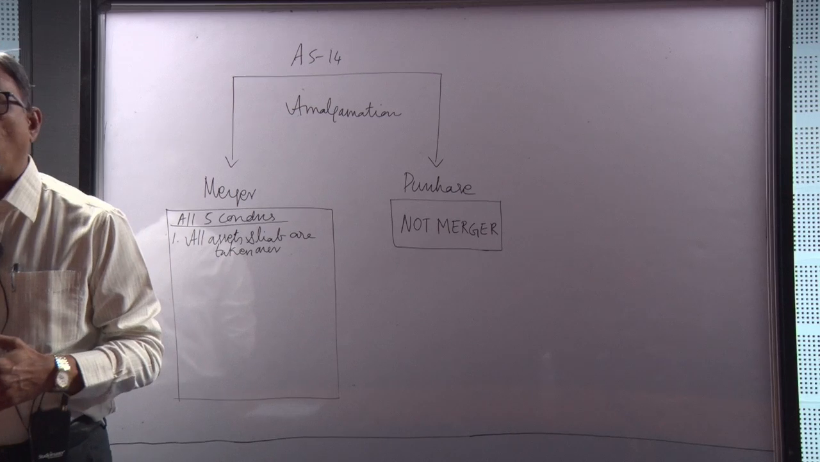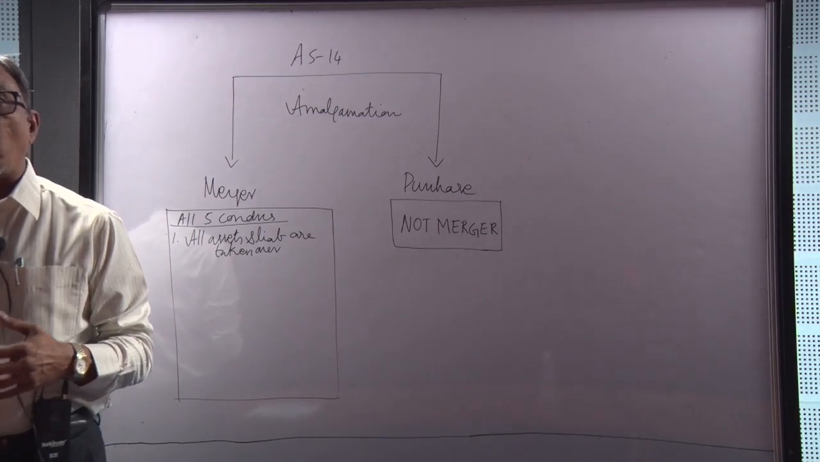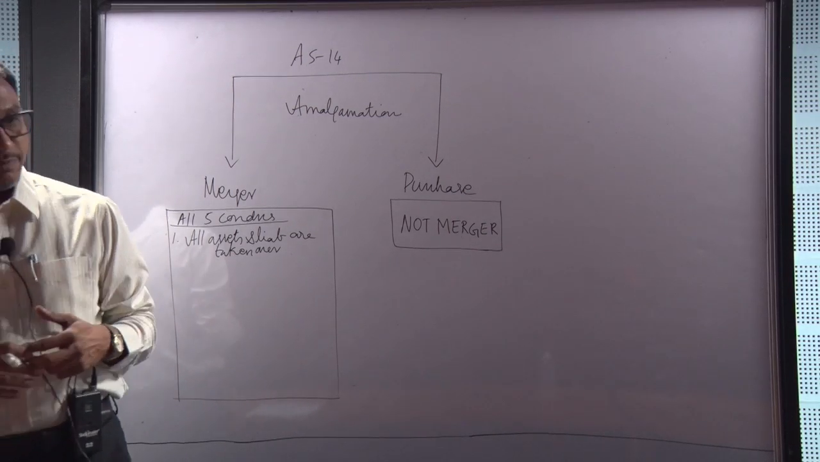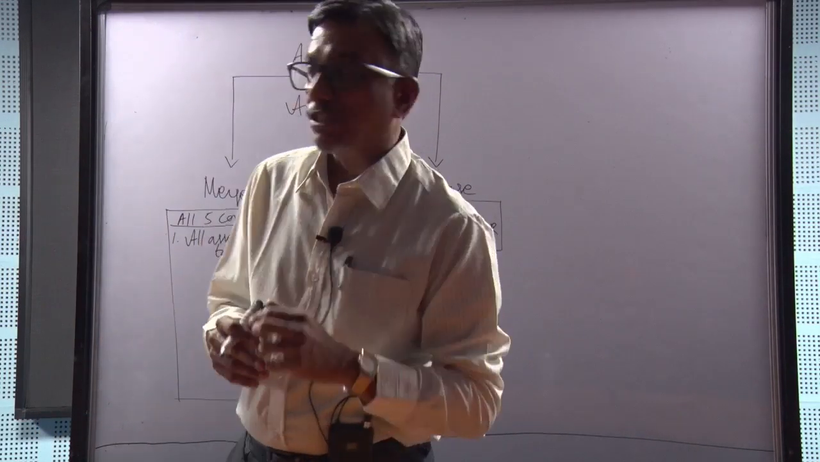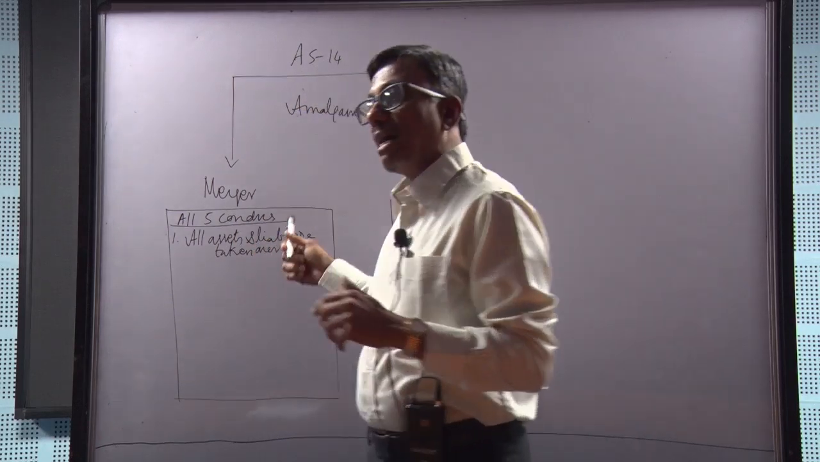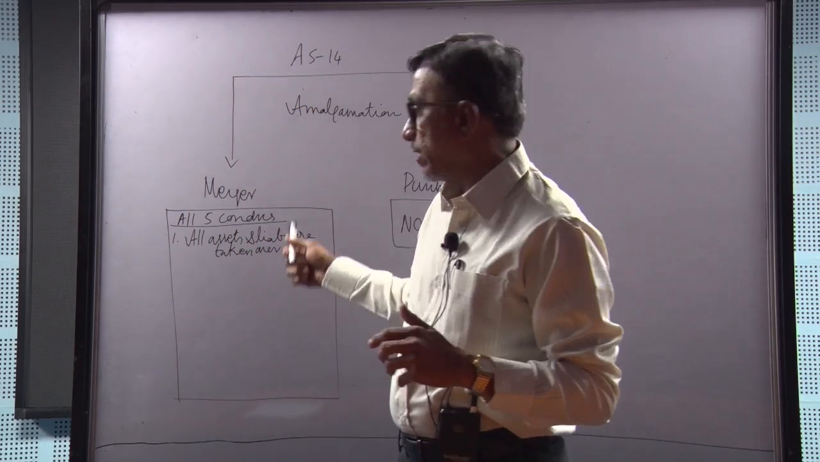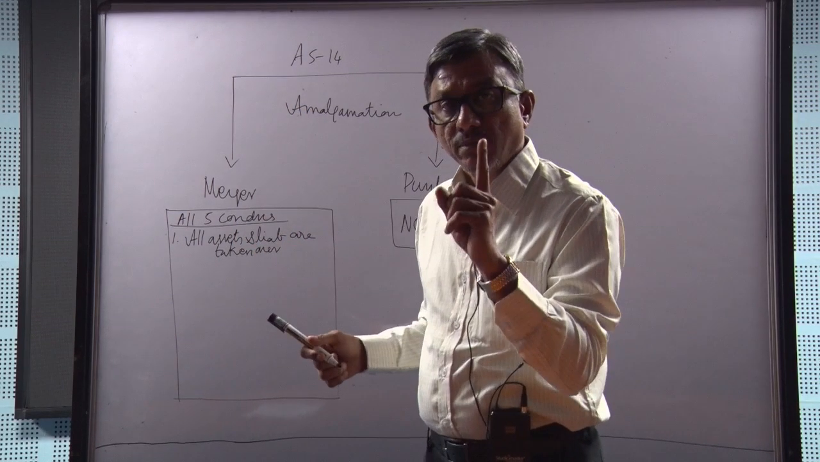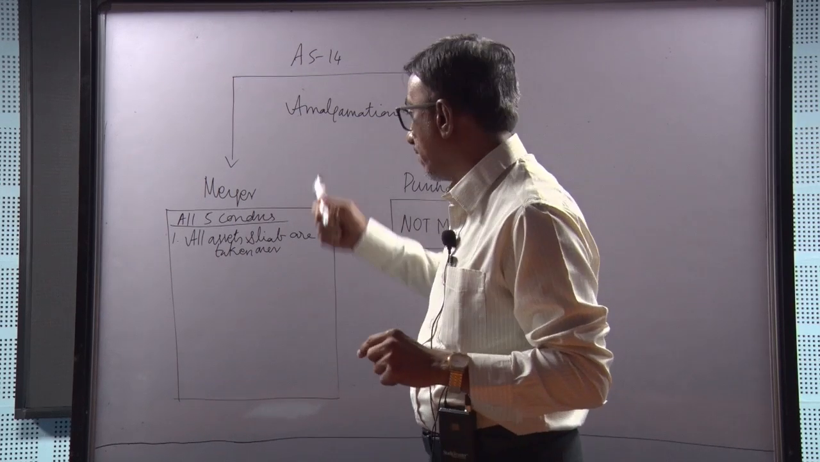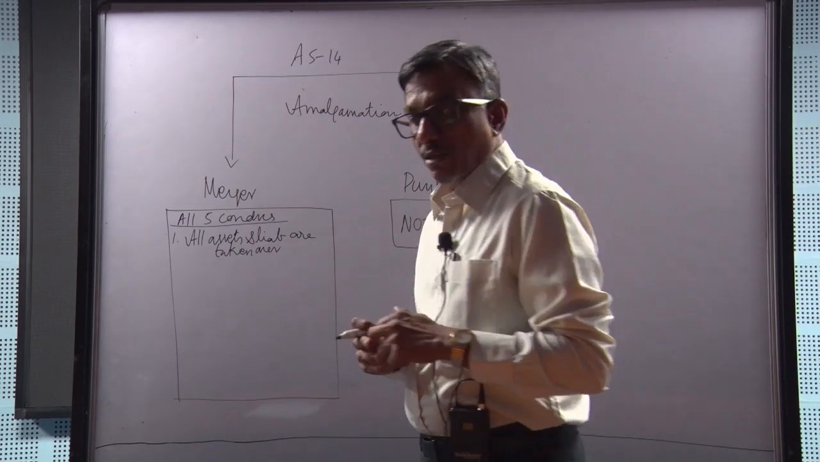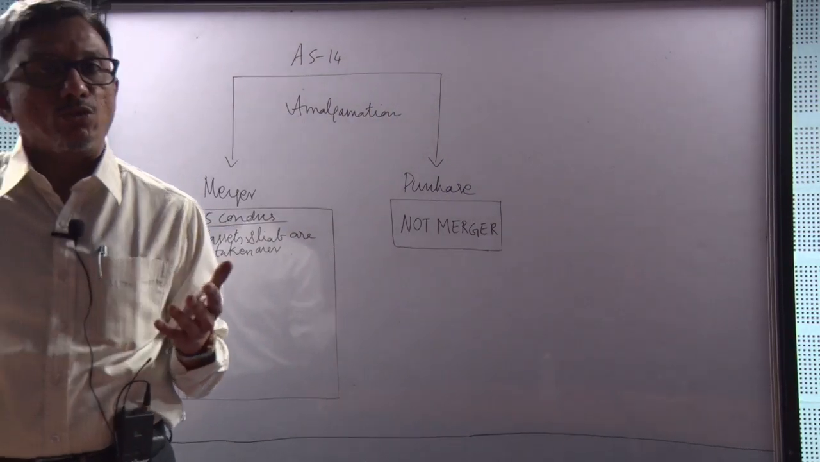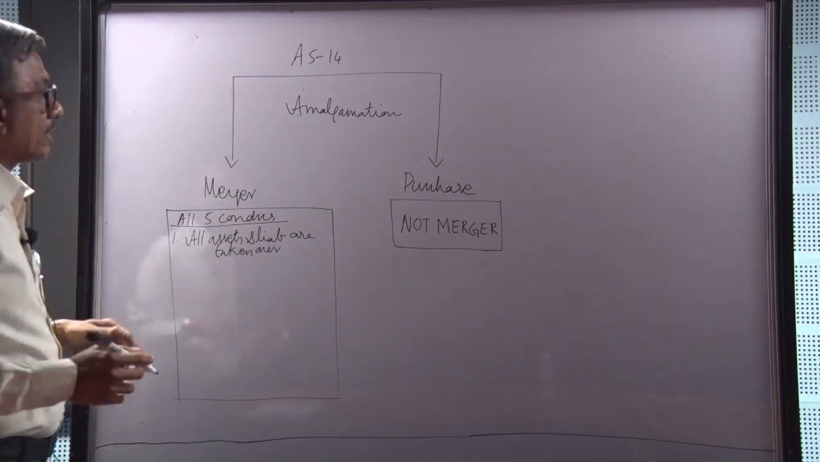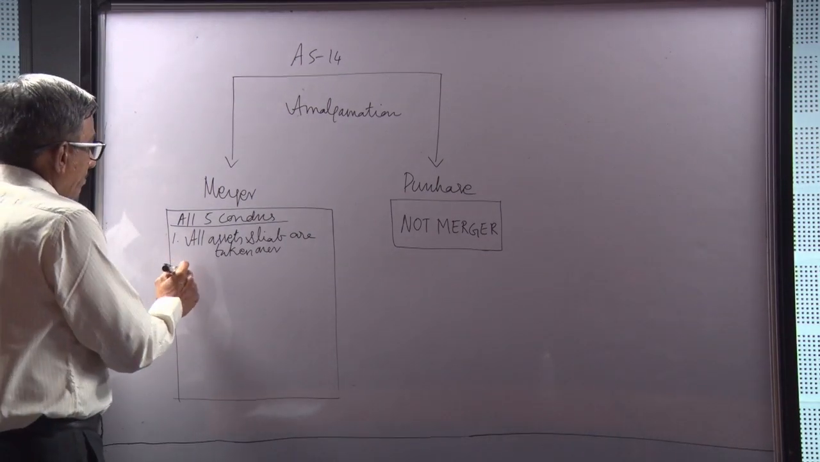But while doing so, the purchasing company may not take over all the assets and liabilities. But in order to constitute a merger, the condition is all the assets and liabilities of the vendor company should be taken over by the purchasing company. But that is only the first condition. Like that, we have 5 conditions. Only when all the 5 conditions are satisfied, we can say it constitutes merger.